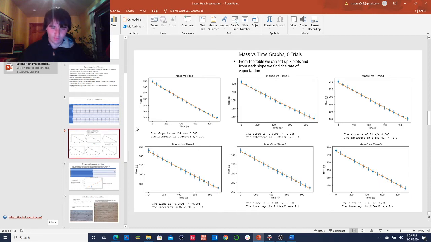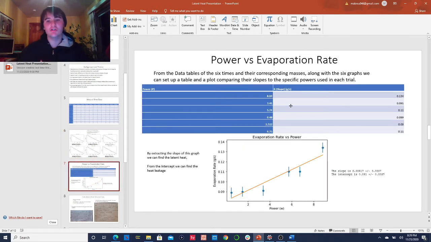So then what we can do is take the powers that we use from the battery and compare them to each of the slopes that we get. So here we have each of the slopes that we got, and now we can compare it to the respective power that's used. So with this, we now get a new plot. With this plot, we can see the evaporation rate versus the power.